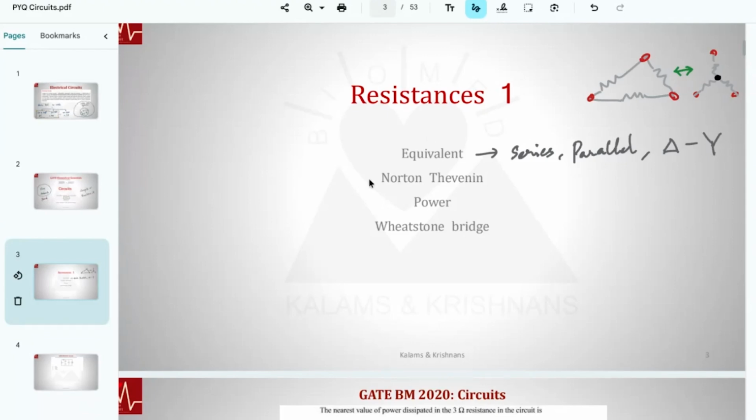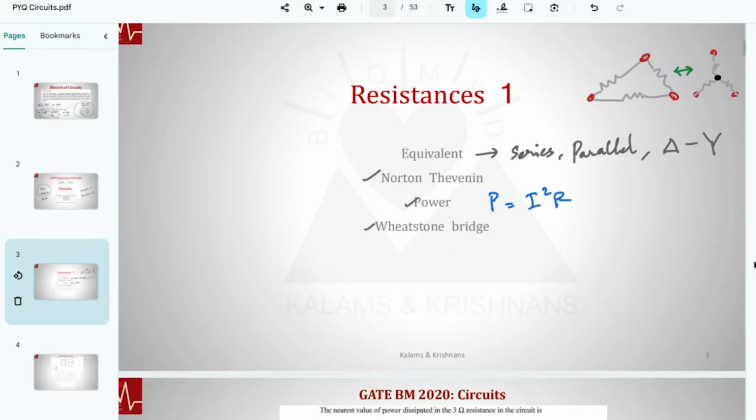So I'll explain, at least I'll introduce you to what Norton Thevenin is. Basic power calculation. You all know this, right? So power dissipated is I squared R. Notice power in a DC circuit is fairly simple. This is just I squared R. And then again, Wheatstone bridge, I'll kind of explain what this is.